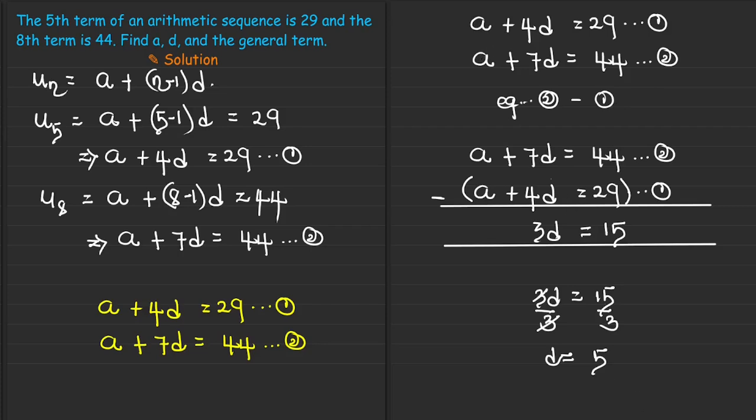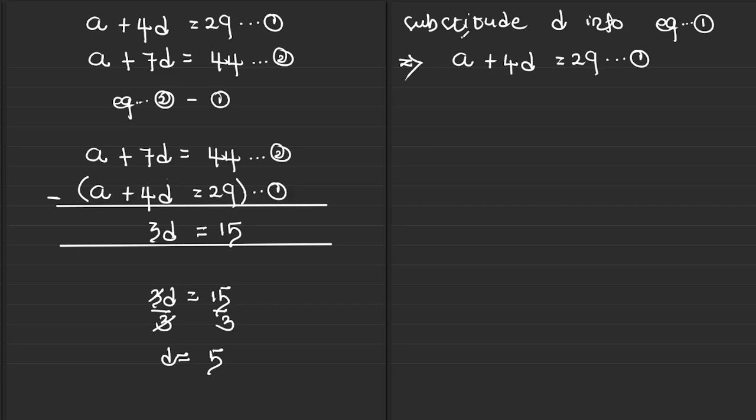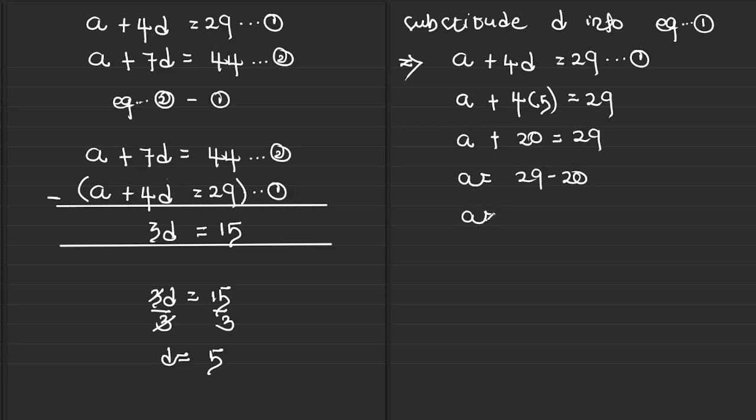So in this case, let's substitute D into equation 1. If you substitute D into equation 1, then we have our A plus, instead of 4D, we have 4 into bracket 5 because D is 5. And that is equal to 29. Simplifying further, we have our A plus 4 times 5 gives us a 20. We have A plus 20 equals 29. Making A the subject, we have 29 minus 20. Hence, our A is equal to 9.